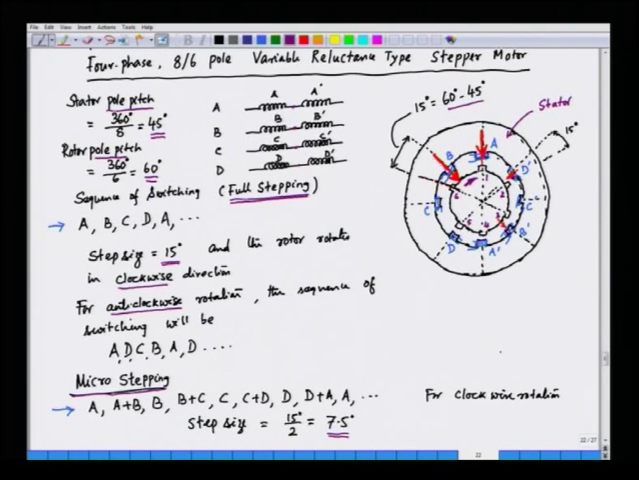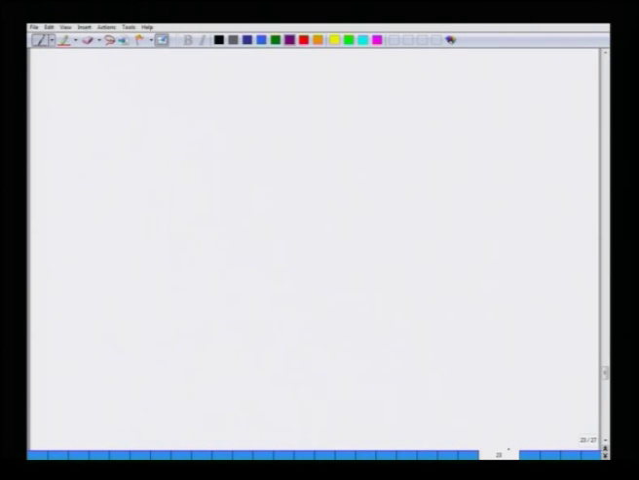Now let us try to see how we can reverse the direction of rotation. The rotation is now in the clockwise direction. Now if we go for anticlockwise, what is the sequence of switching? The sequence of switching would be, in that case, for anticlockwise rotation, and this is for microstepping, we are talking about microstepping.